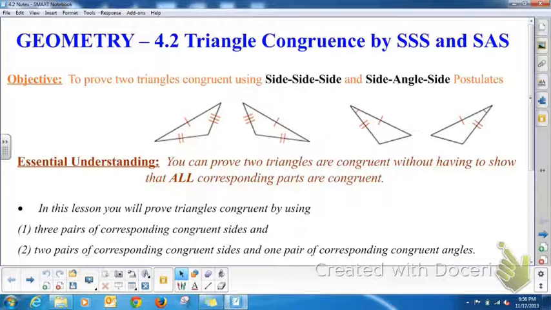It's essential that you understand you can prove two triangles are congruent without having to show that all of the corresponding parts are congruent. In this lesson, you will prove triangles congruent by using 3 pairs of corresponding congruent sides, and 2 pairs of corresponding congruent sides and 1 pair of corresponding congruent angles. So we're going to use side, side, side and side, angle, side postulates.